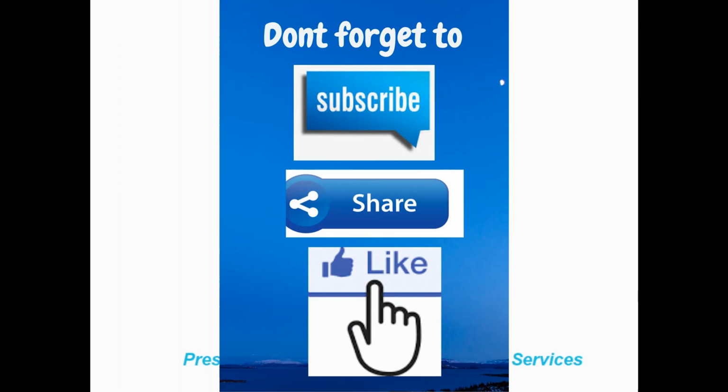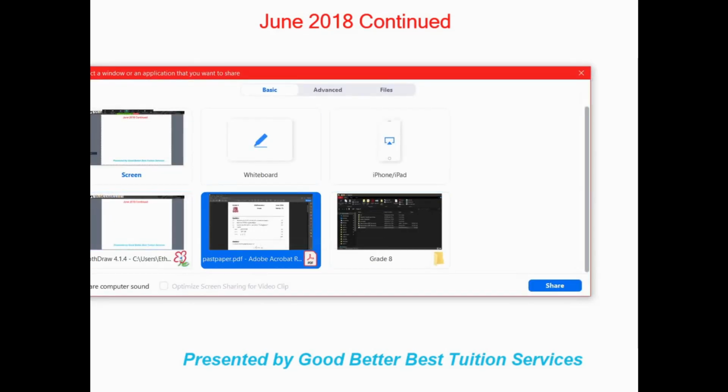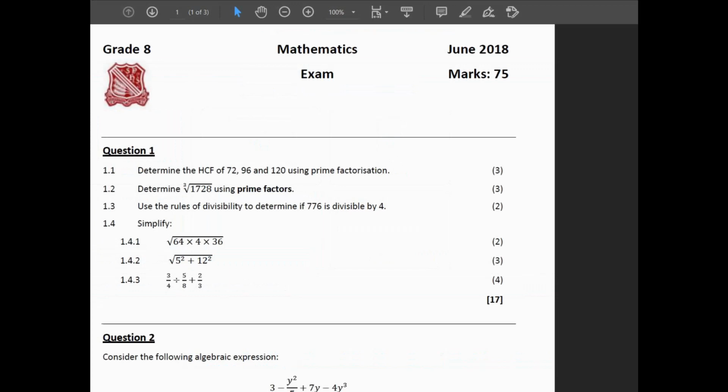If you can remember from last week, we went over some questions from the June 2018 paper. And this week we will be continuing doing that with another 2 questions, okay? So let's just get straight into it and move over to the paper. So you can see here we have question 1, okay? This is from the June 2018 paper from SP.